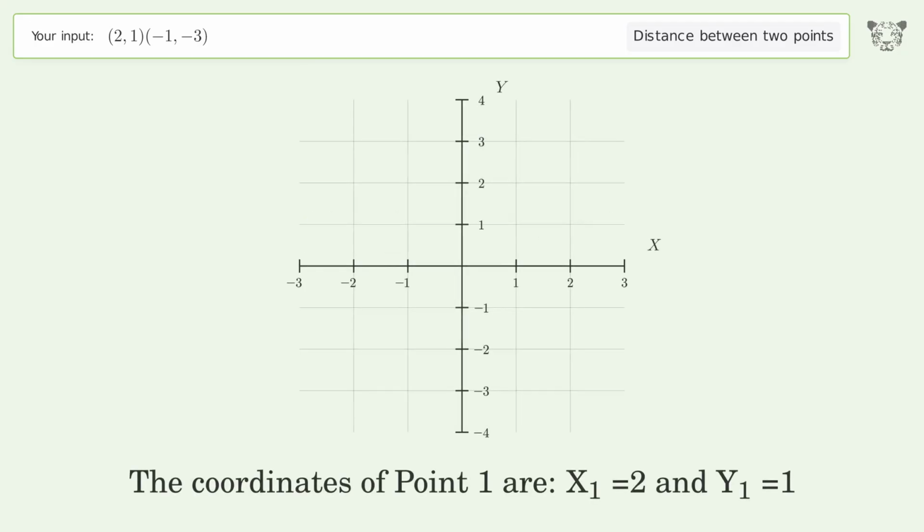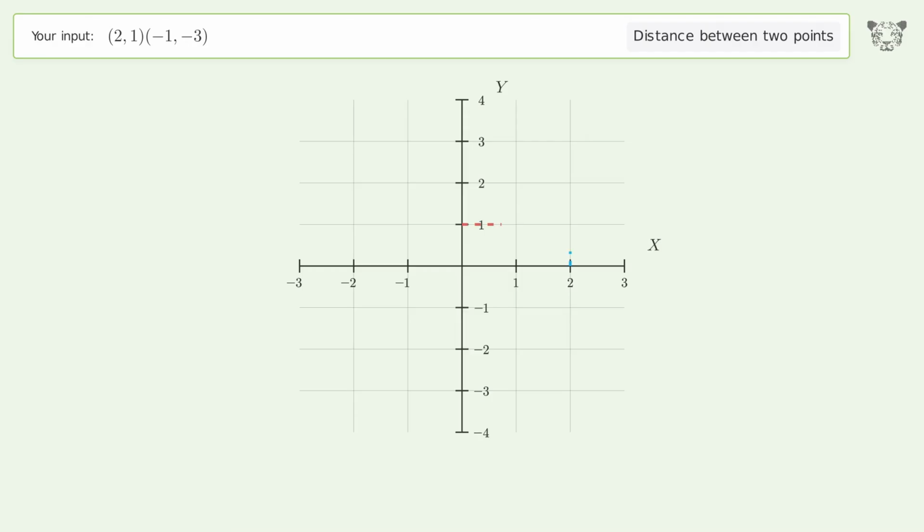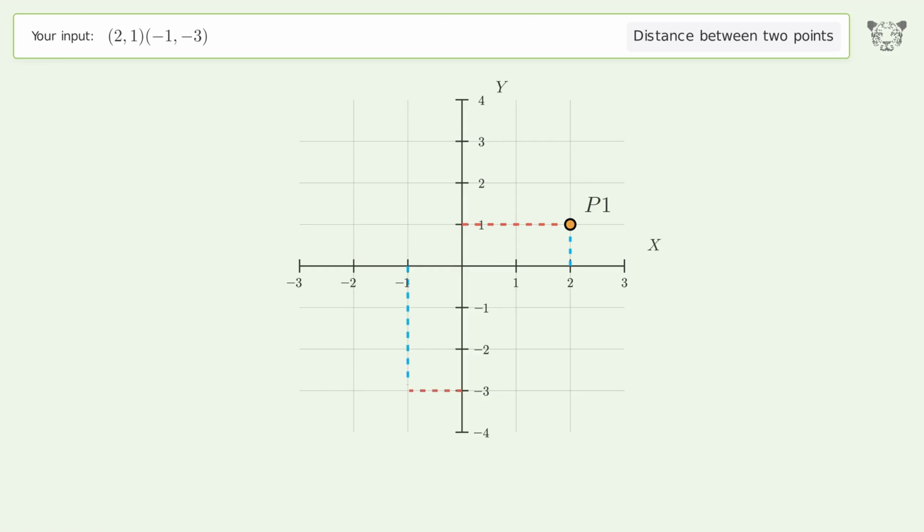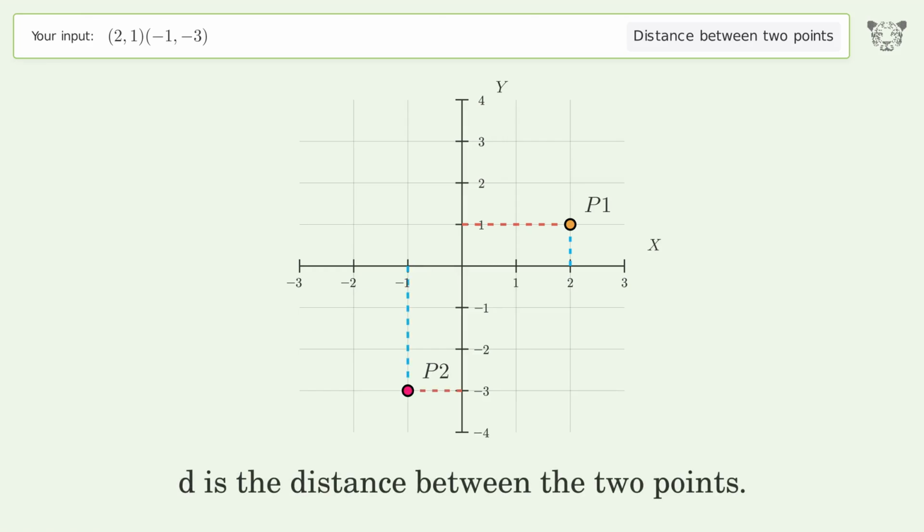The coordinates of point 1 are x1 equals 2 and y1 equals 1. The coordinates of point 2 are x2 equals -1 and y2 equals -3. D is the distance between the 2 points.